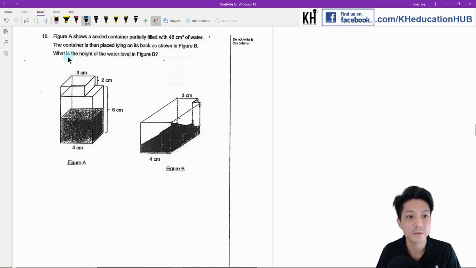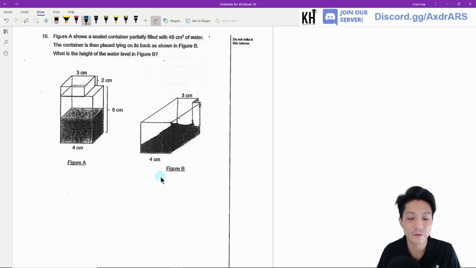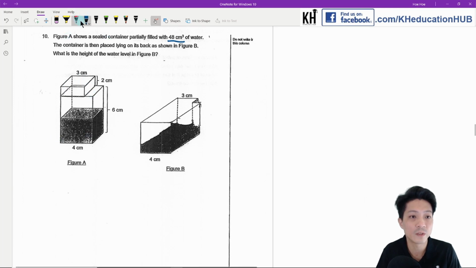Okay, question 10. Figure A shows a sealed container partially filled with 48 cubic cm of water. The container is then placed lying on its back as shown in figure B. What is the height of water level in figure B? In order to find the height of the water level in figure B, we just need to use the volume of water divided by the base area. The base area is shown over here.